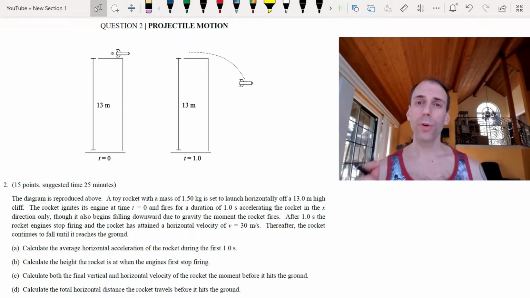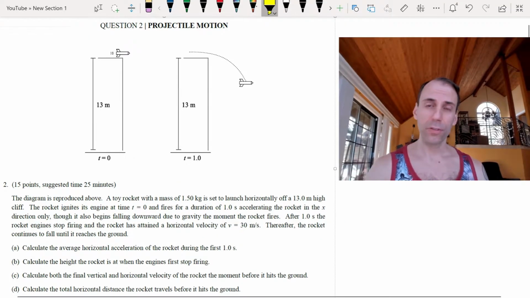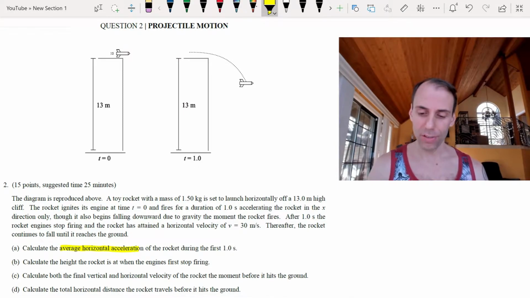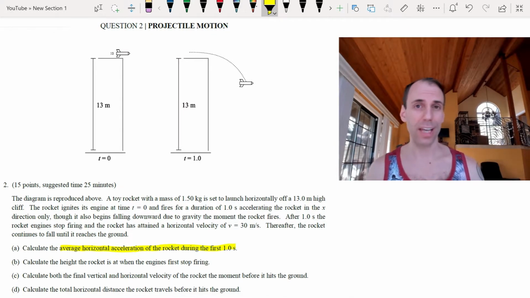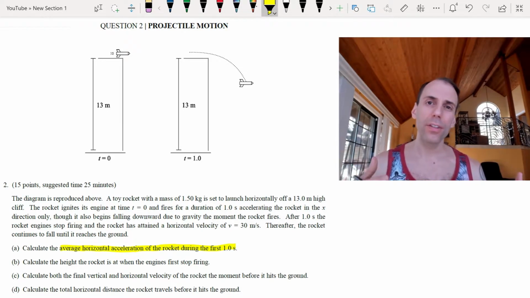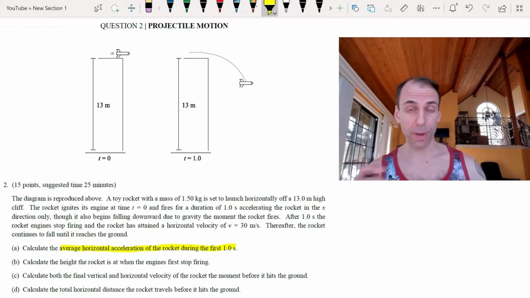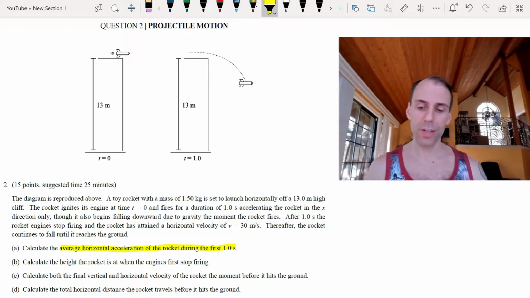Okay, so let's go through our solution to part A. So in part A again, we're asked to calculate the average horizontal acceleration of the rocket during the first second. So like any difficult AP physics problem, or any difficult physics problem in general, you're given more information than you need. And so you have to basically hunt for what is the information I need to identify the horizontal acceleration of the rocket.